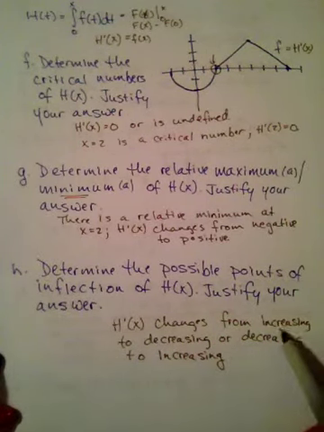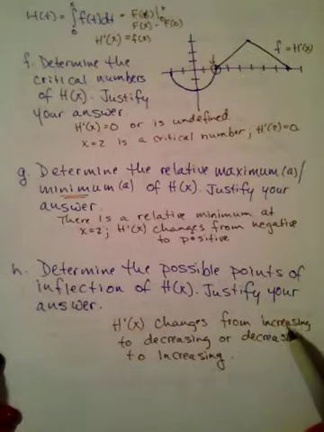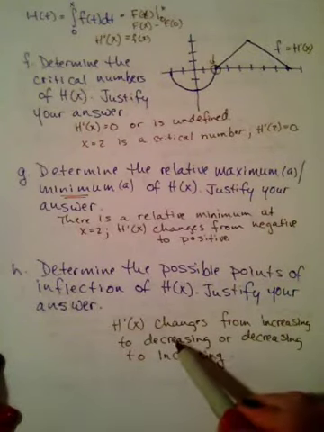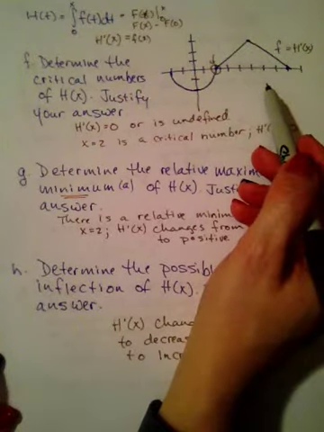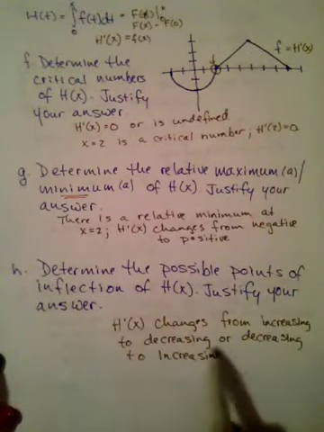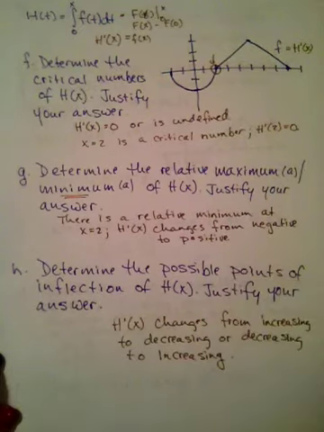Now, when h prime is increasing, that means h double prime is positive. When h prime is decreasing, h double prime is negative, but we have the graph of h prime, not h double prime, so I'm going to stay with these words because that's clearly what I have here.